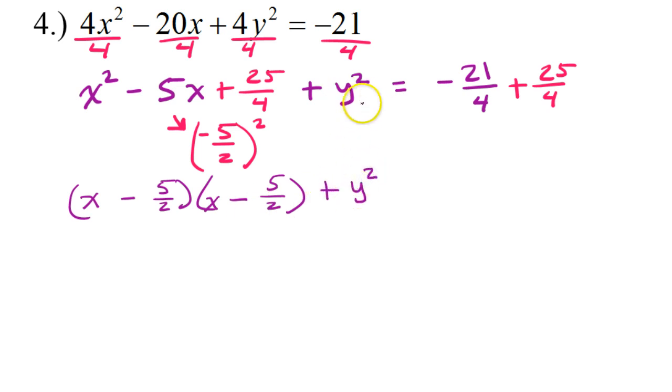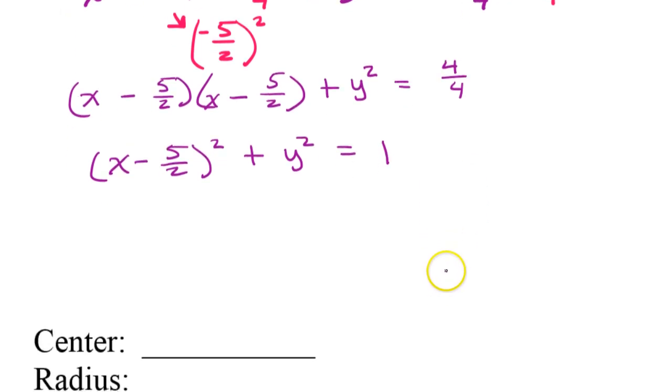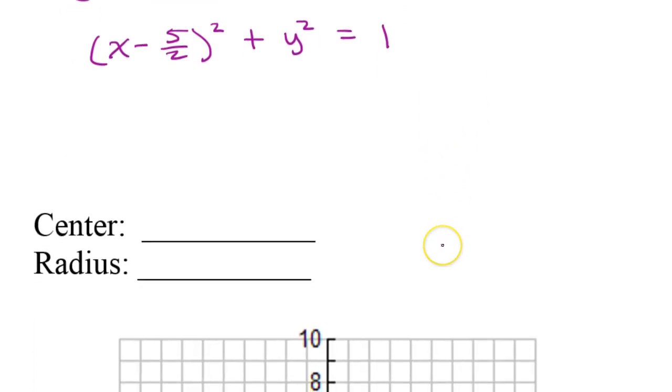When you just have the y squared by itself, you don't need to complete the square or anything. It's already a perfect square. But I do need to add these together. Negative 21 plus 25, that's going to be 4 over 4, which is just going to be 1 in a moment. So now over here on the left hand side, I'm going to have (x - 5/2) squared plus y squared is equal to 1. Okay, so this is now in standard form.